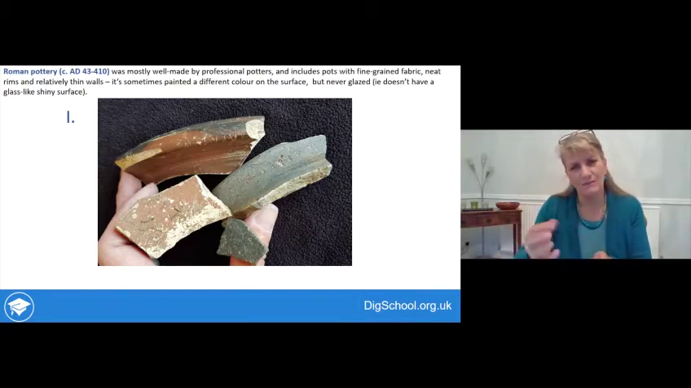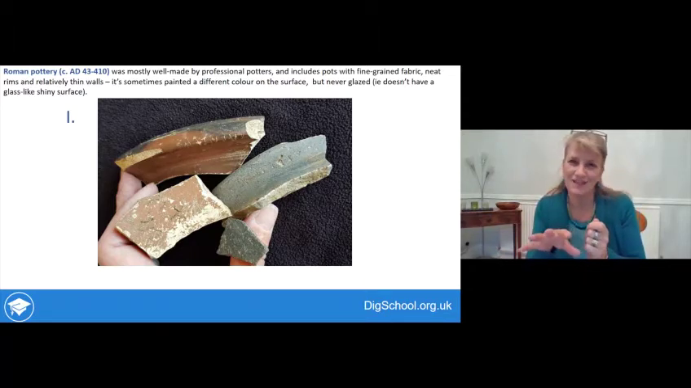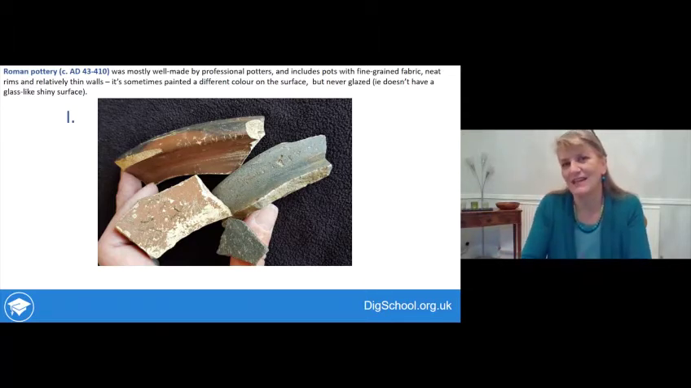Often there's a different coloured paint on the surface, as you can see on a couple of the bits here. But it's never glazed. It doesn't have a glassy surface. It might be a bit of a silk-type finish, but it's never a glassy glaze.